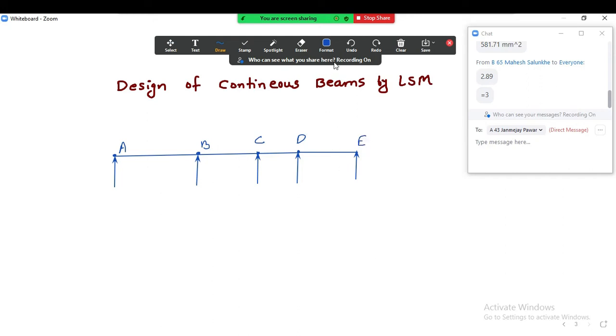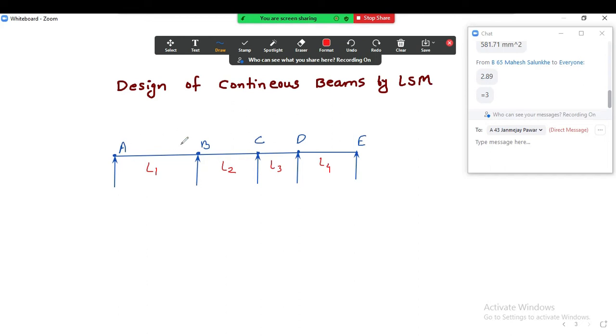Now you can see this beam. Span AB is L1, BC is L2, CD is L3, and span DE is L4. Now this beam has more than two supports. Any beam which consists of more than two supports is known as a continuous beam. This is the simple definition.